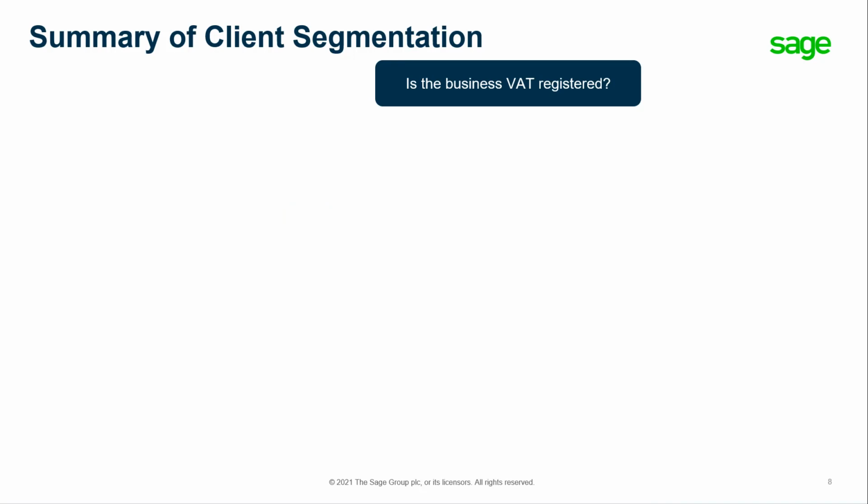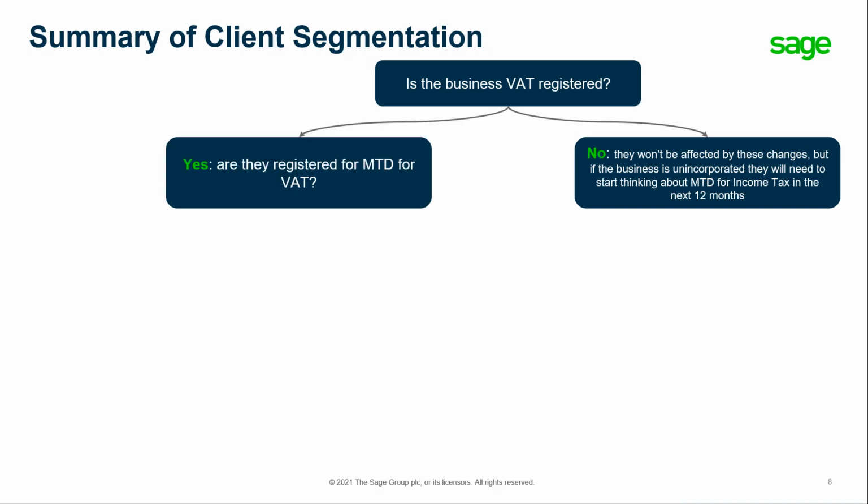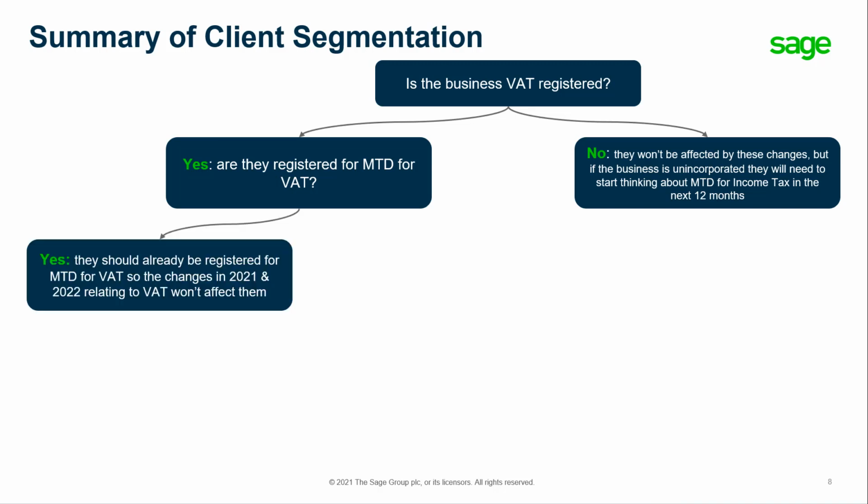Let's now take a look at how you can segment your clients. Start by asking if the business is VAT registered. If the answer to this is no, they won't be affected by these changes, but if the business is unincorporated, they will need to start thinking about MTD for income tax in the next 12 months. If the answer to this is yes, you need to be asking, are they registered for MTD for VAT? If the answer to this is yes, they should already be registered for MTD for VAT, so the changes in 2021 and 2022 relating to VAT won't affect them.